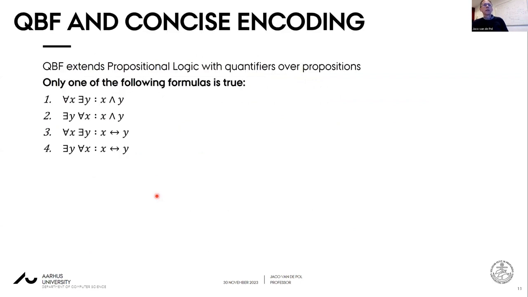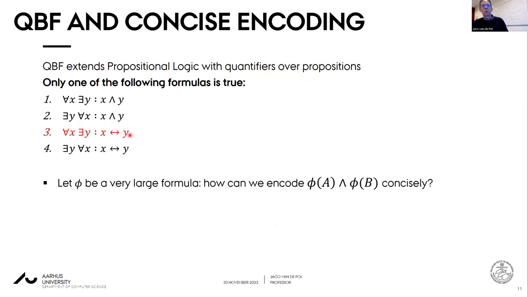So what's the secret here? Well, in QBF, you do not only have propositional logic, but you can also use these quantifiers. And now you have to be careful. The order of the quantifiers matters. And in this case, you saw it already, maybe only the third formula here is true. But let's just think a bit. How can you use that to compress a formula?